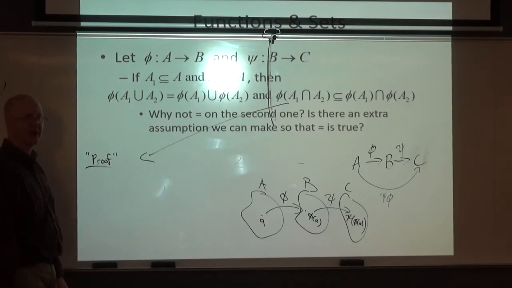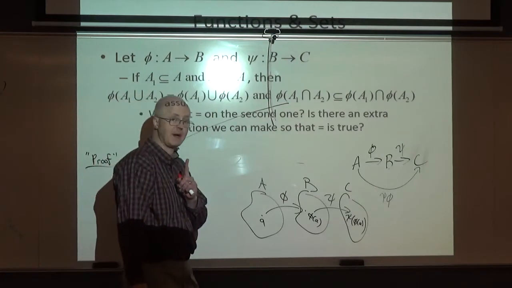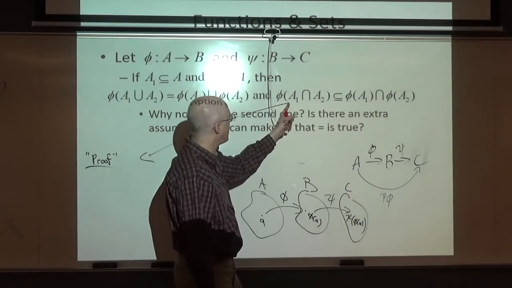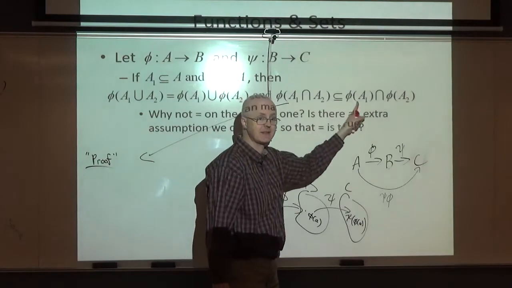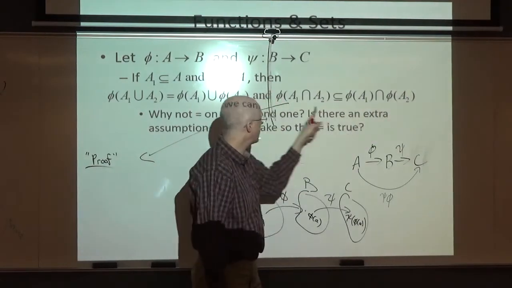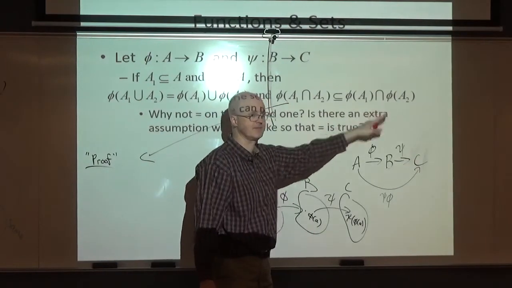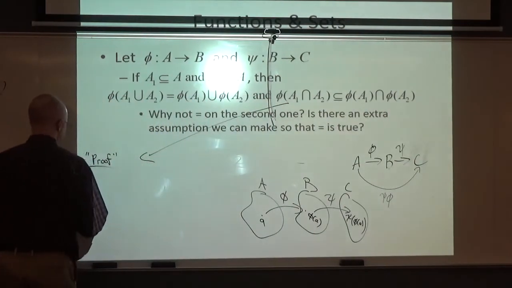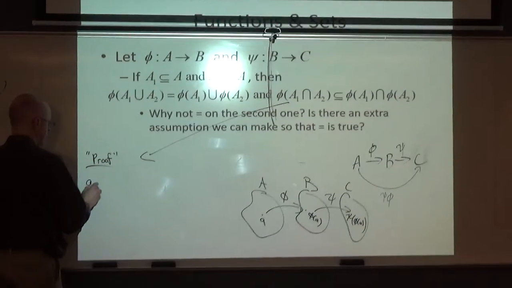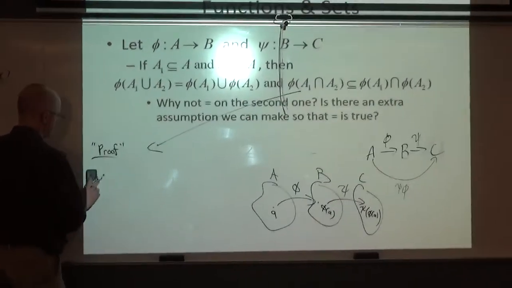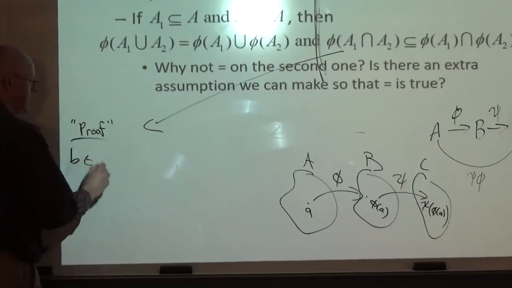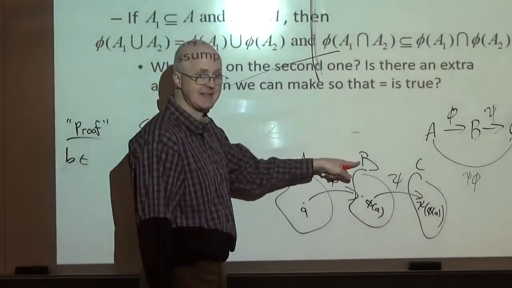How would you do that? How would you prove this? Well, we did talk about this last time. How do you show one set is a subset of the other set? Take an arbitrary element in this set and show it's in that set. So I could say, if I was given an arbitrary element, let me call it B, because it is going to be in the set capital B.